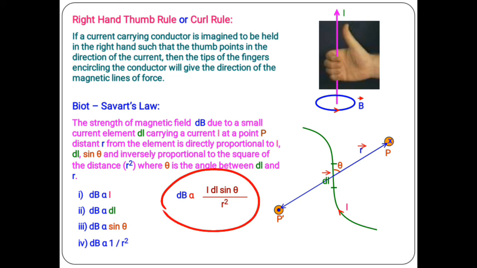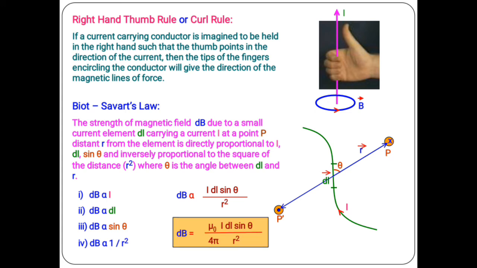In order to remove this proportionality, we include the constant, that is mu naught by 4 pi. So dB equal to mu naught by 4 pi into I dl sin theta by r squared. So this is the magnetic field due to the current element, the current passing through the wire, where mu naught is called the permeability of air or free space or vacuum. Permeability means simply the ability of allowing the magnetic field in that medium, that's all.